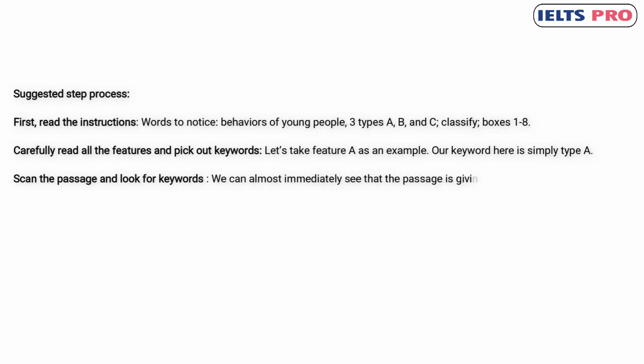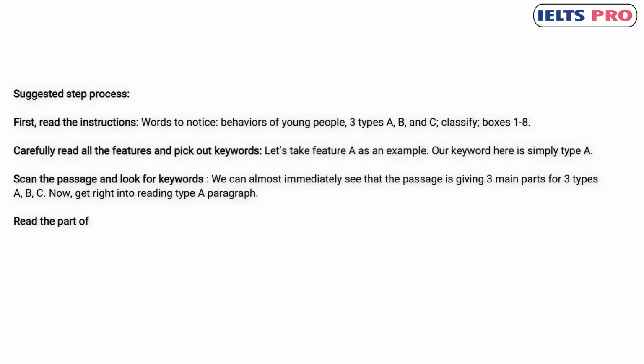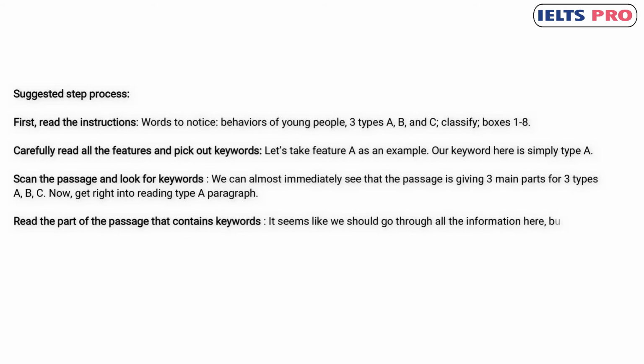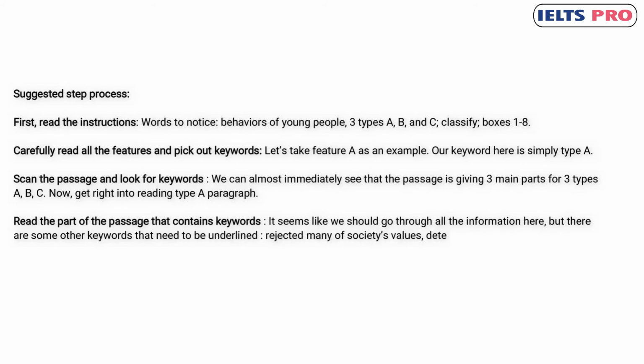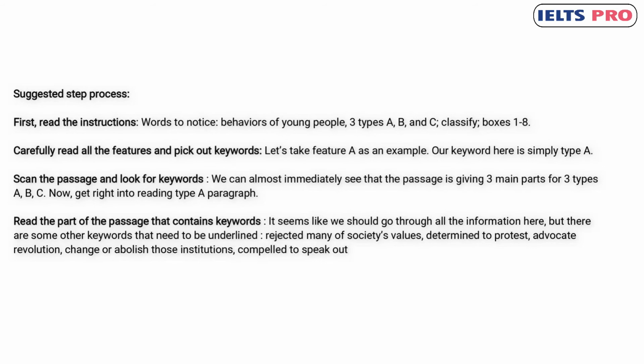We can almost immediately see that the passage is giving 3 main parts for 3 types A, B, C. Now, get right into reading the type A paragraph. Read the part of the passage that contains keywords. It seems like we should go through all the information here, but there are some other keywords that need to be underlined: rejected many of society's values, determined to protest, advocate revolution, change or abolish those institutions, compelled to speak out, imaginative, free, not hung up, close, affectionate, rational, permissive.